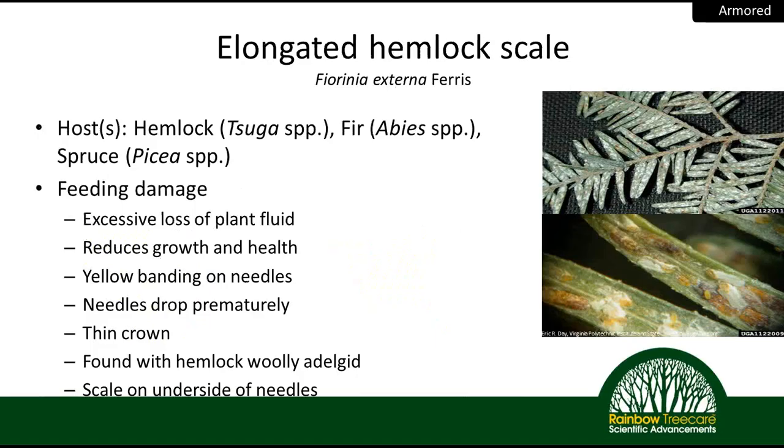For elongated hemlock scale, hemlocks and firs and spruce trees are the major issue over here. This is a hard scale or an armored scale, and every scale insect going forward will be an armored scale. They will cause excessive loss of plant fluids. It will reduce the growth and the health of the plant. What you'll physically see is a yellow needle banding, or on the bottom of these needles, you will see the hard scale, almost looking like speckled white dots. These are very, very small scale insects, so you may not recognize them at low densities.